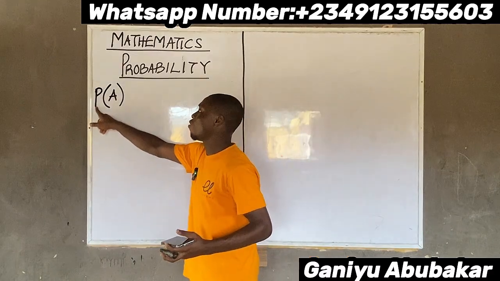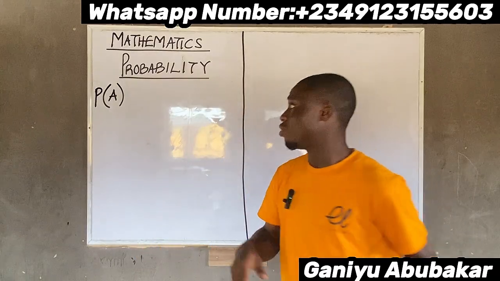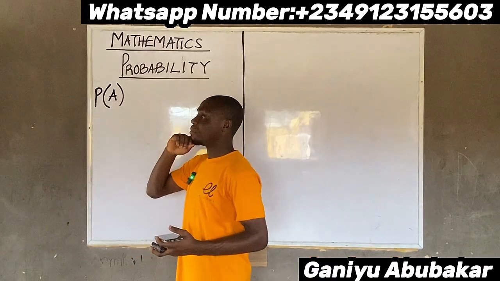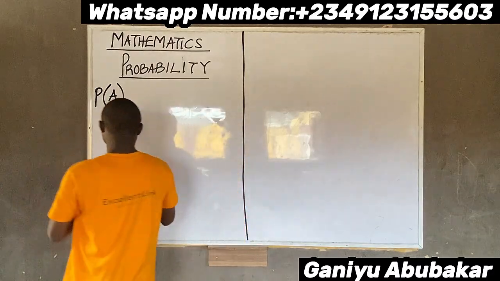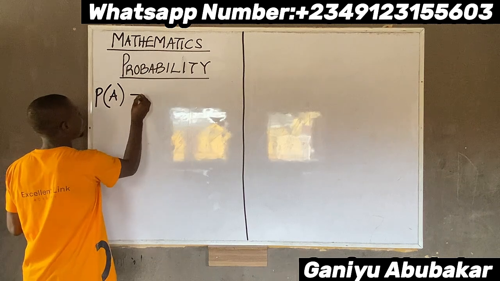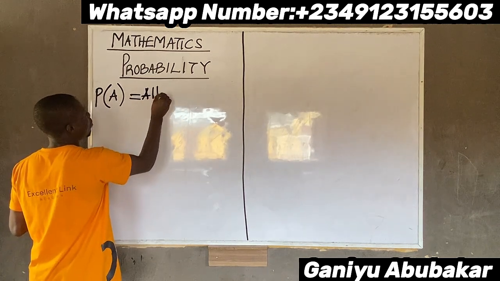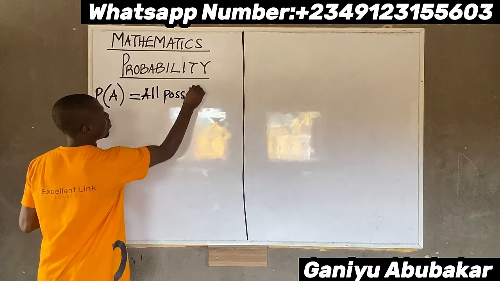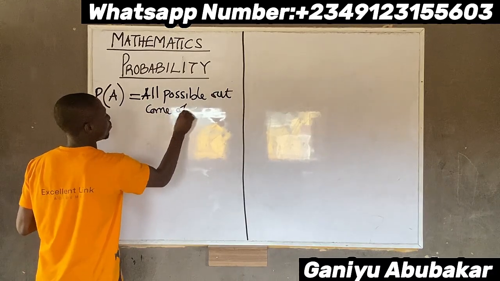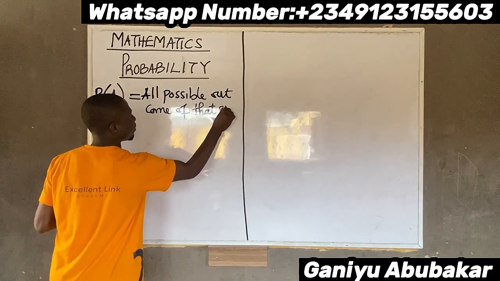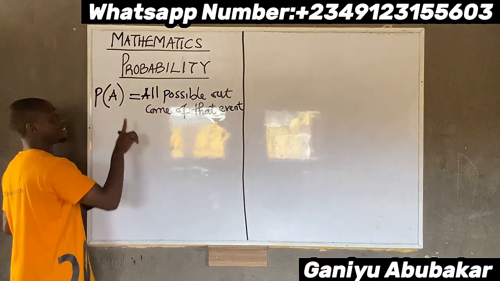So if I have the probability of an event A, you can't find probability unless that thing is an event. The formula attached to this, please: the probability of any event, I'm assuming in this case event A, will be equal to all possible outcomes of that event, right? All possible outcomes of that event, in this case event A.